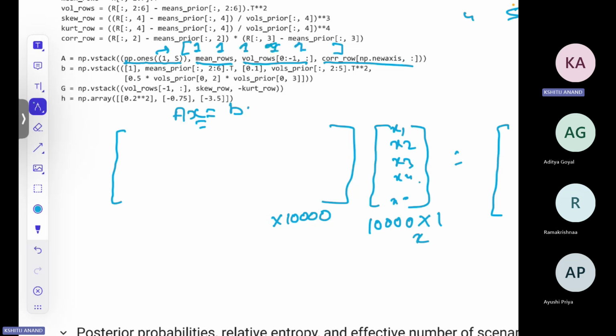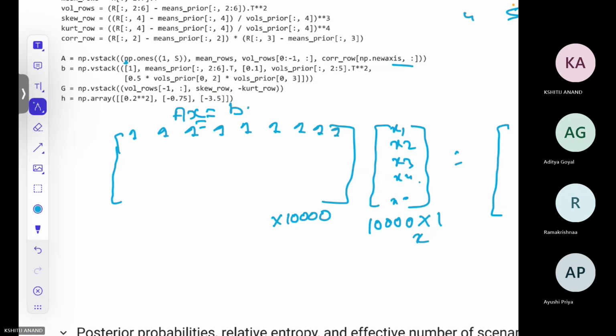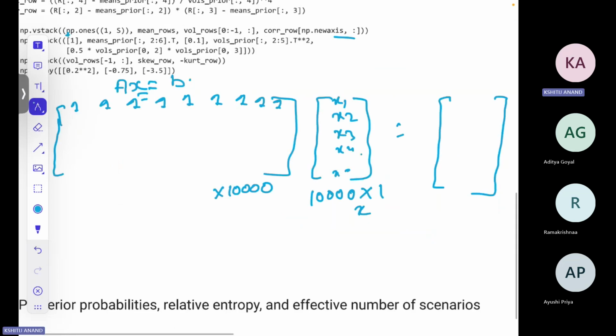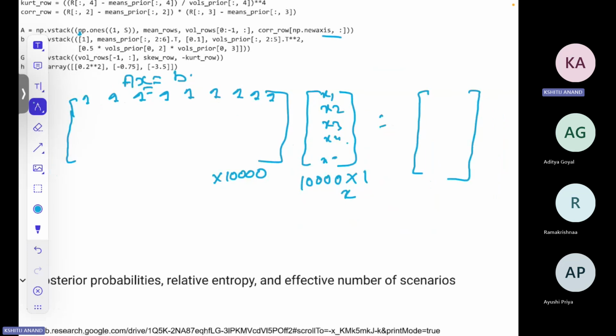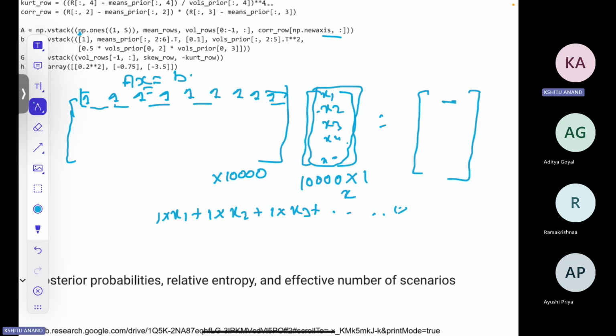So this is basically the first stack, right? Let us stack it here: 1, 1, 1, 1, 1, 1. Now if you see, this is the A, and when you multiply it by X, what will you get over here? This will be 1 into x1 plus 1 into x2, 1 into x3, up to 1 into xn. What will be its value? Can anyone tell? Anyone? 1. Very good.